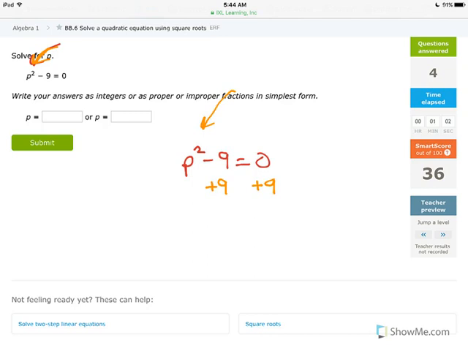So that will get us p squared equals 9 on the right hand side now. So we just add 9 to both sides. And now that we have p squared by itself, now we can square root both sides. So we'll square root the left, and that will get us p. And we will plus or minus the square root of 9. And the square root of 9 is 3.